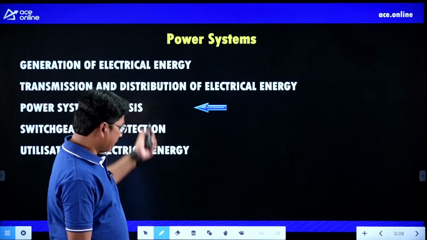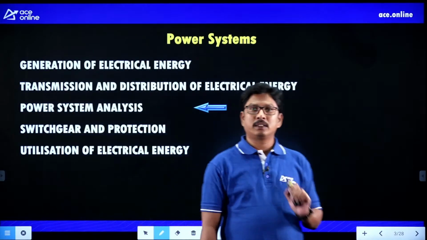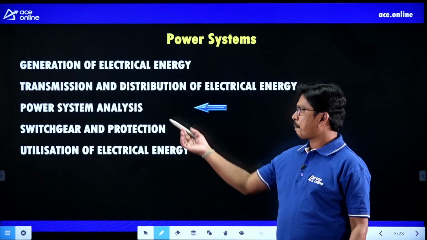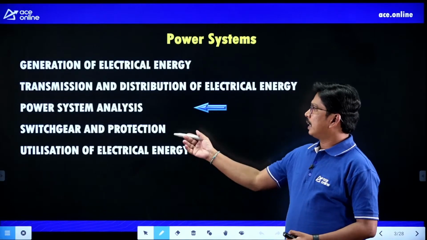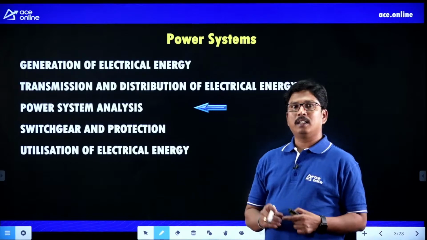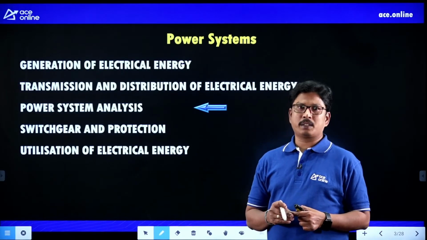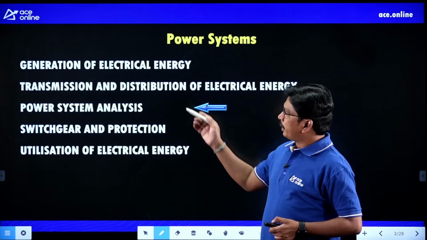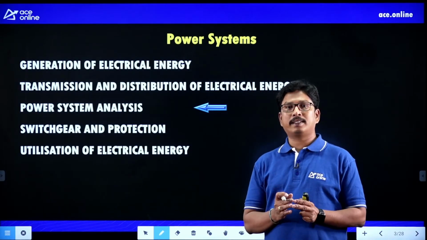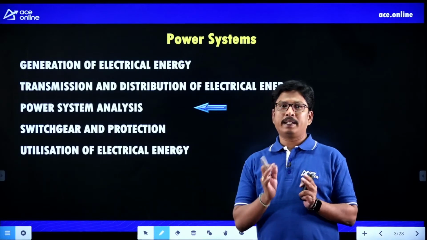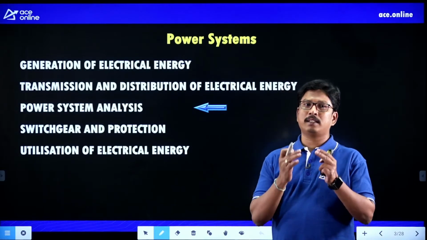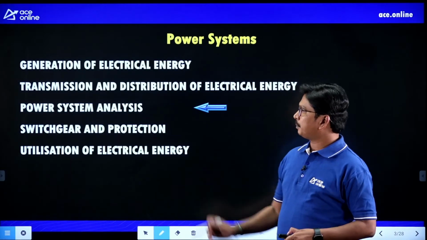So see here students, this is the actual syllabus of power system. In the actual syllabus, generation is there, transmission and distribution of electrical energy, power system analysis is there, and switchgear and protection and utilization of electrical energy we are having in the syllabus of the Polytechnic lecturer students. So today we are going to discuss the power system analysis concept, in which we are going to discuss the concepts related to the fault analysis, stability analysis and load flow analysis, right?